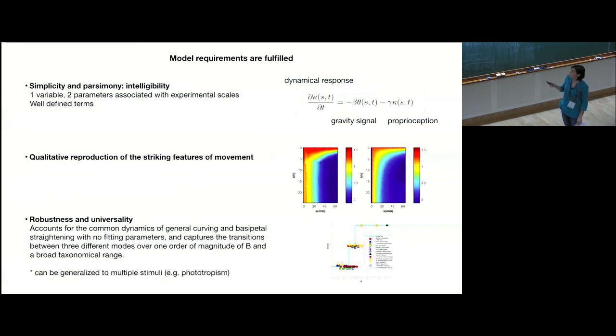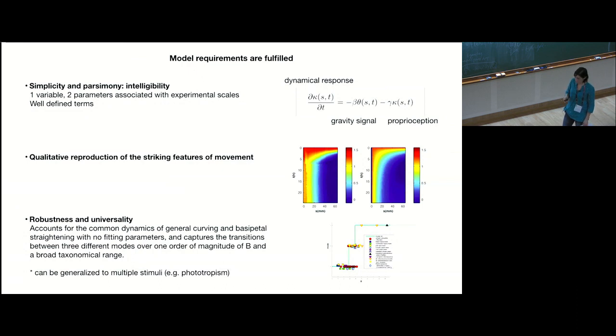And basically you have these 2 terms. We know what the terms are. This is dynamical response. This is the gravity signal, and this is proprioception. Reproduction, yes, we were able to reproduce the dynamics that we mentioned there. And it's also robust and universal in the sense that it's able to describe the dynamics on a large variety of plants, including the poplar tree of Coutin et al., which has a completely different mechanism, right? And I should say that this can also be easily generalized to having multiple stimuli or a stimulus of light, for example, or whatever.